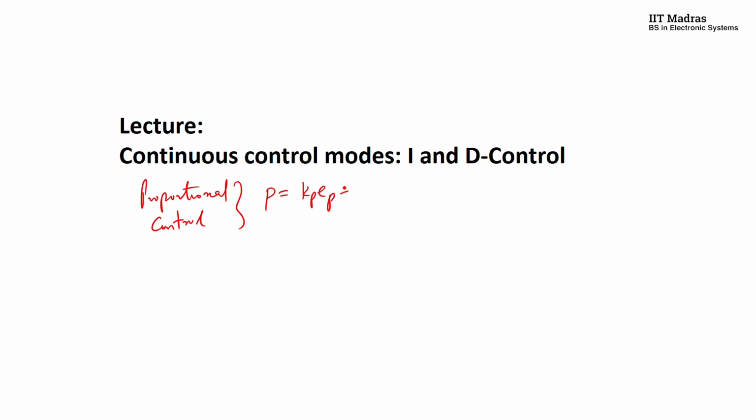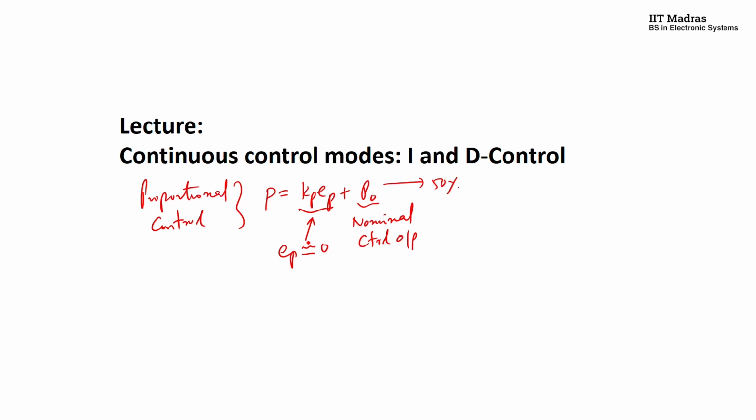We saw that the control output P is equal to Kp into EP plus some P naught, and I told you that this P naught is a kind of nominal control output. What does it mean? If P naught has some value, for example 50%, it means the controller output will be 50% when the error is 0. So the nominal control output is the control output at which the error is equal to 0.